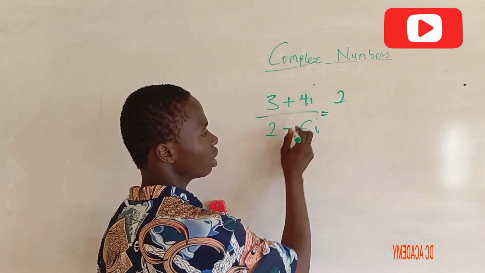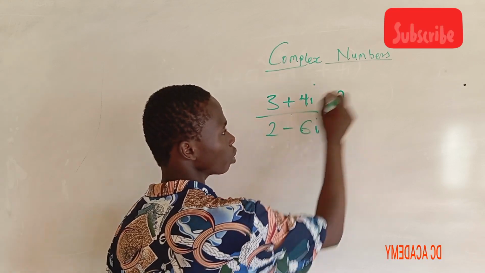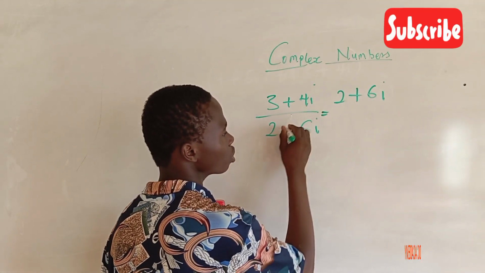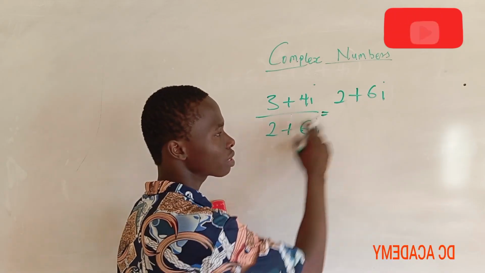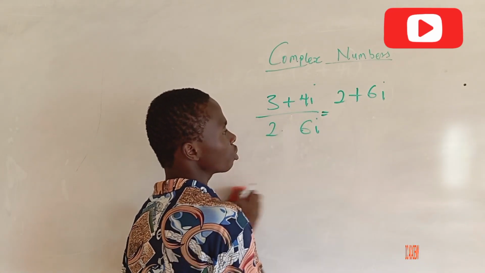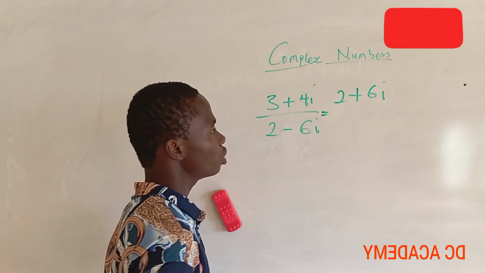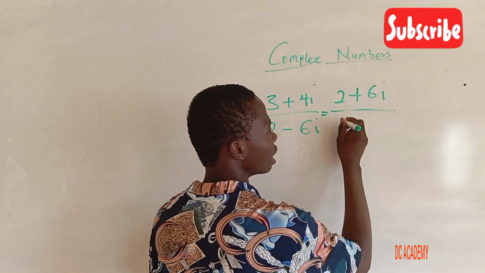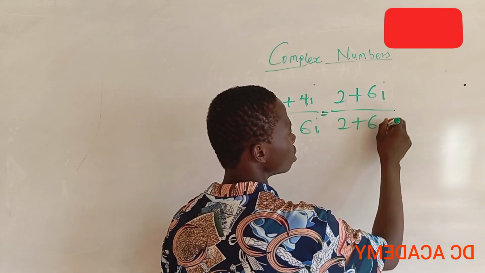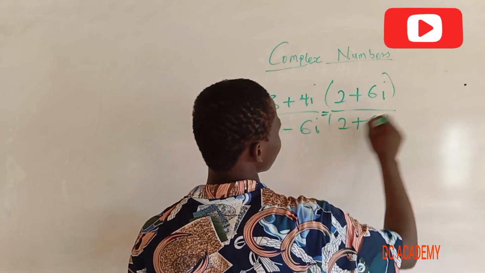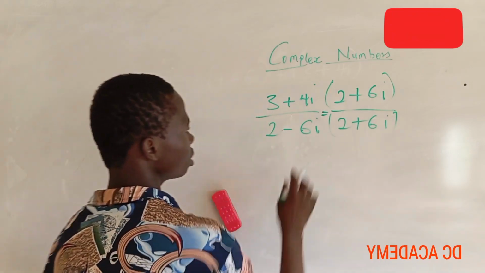This is minus, right? Now, conjugate of this is what? Plus 6i. So imagine if you had here plus, the conjugate of plus is what? Minus. Is it clear? And let's take it back to the original form. So the conjugate of this, we now have 2 plus 6i, all divided by 2 plus 6i. You can enclose it in brackets if you like. Okay, so this is it.